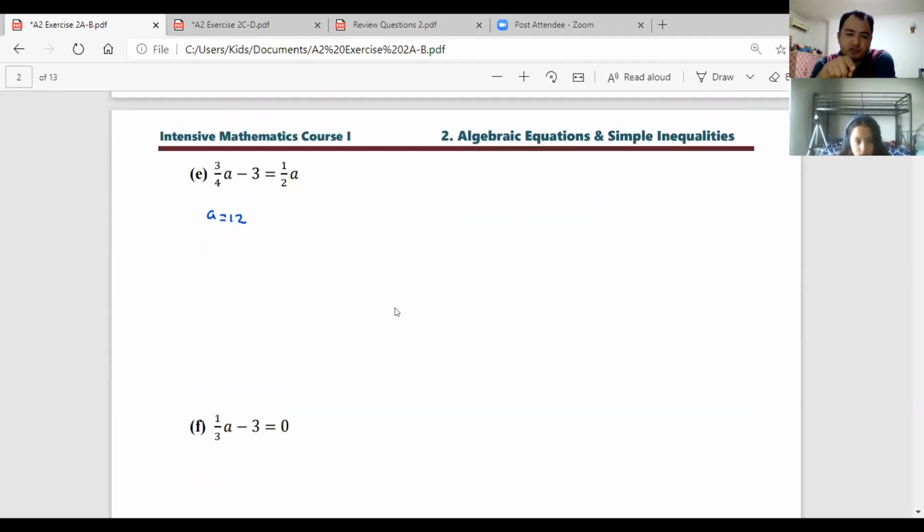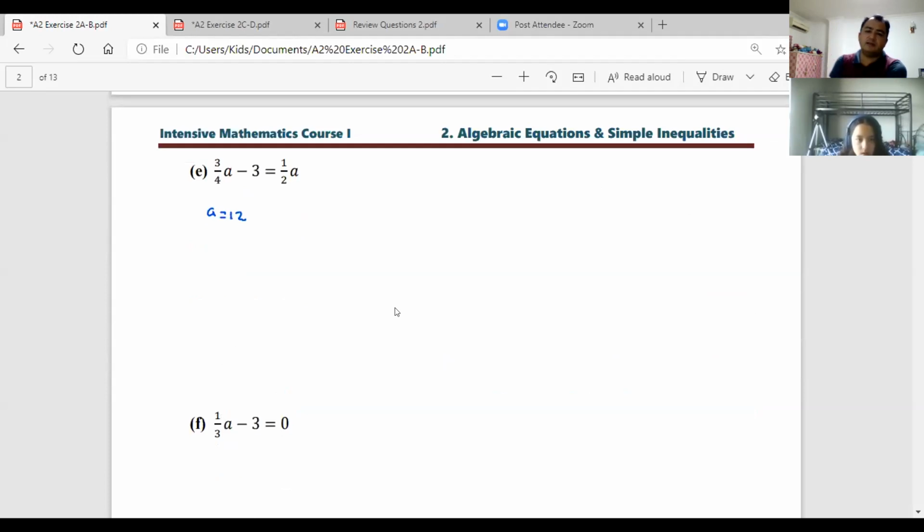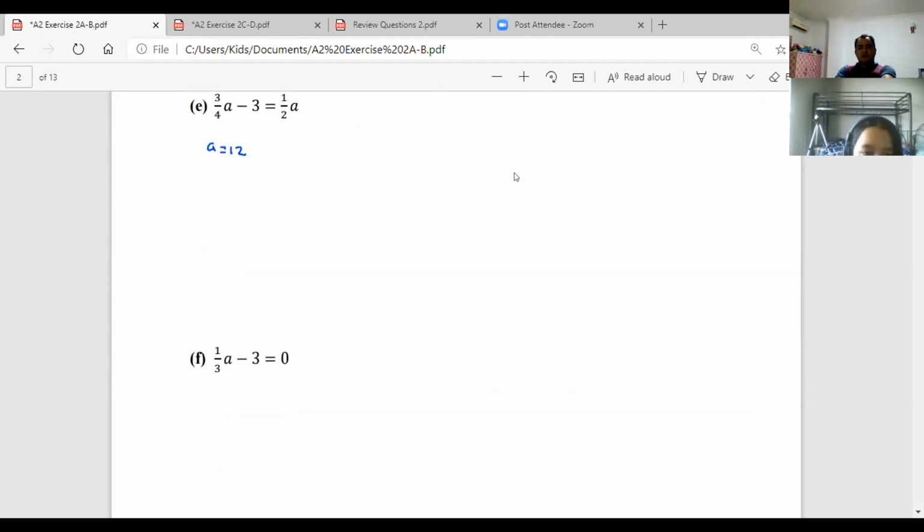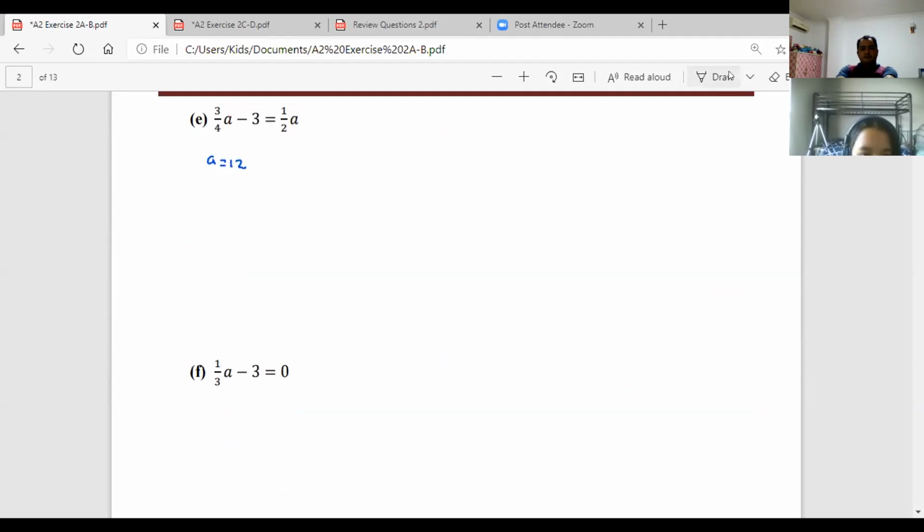Shahina, can you do question E? Show me question E. As you see here, use the same method, Shahina. Multiply both sides by 4. That's 16. What is 4 times 3/4? Just write it down. 4 times 3/4.